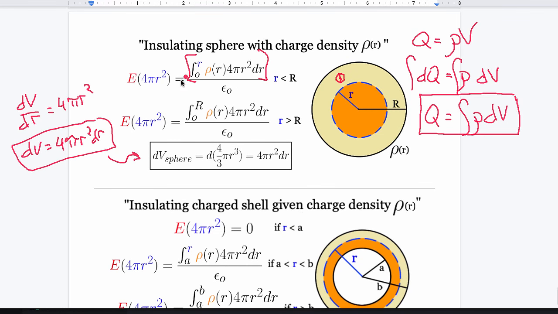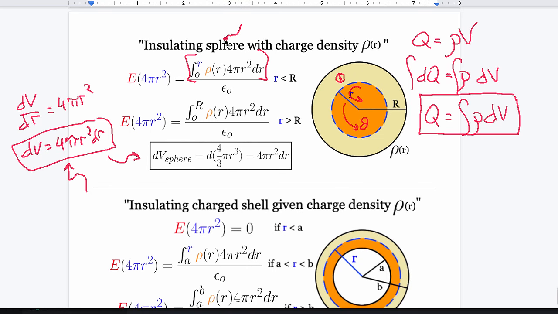Now, it's only true if it's got spherical symmetry. That is to say that changing this angle isn't going to change the charge density, and changing this azimuthal angle doesn't change the charge density. So this is dV if the only variation that's occurring is in radius.